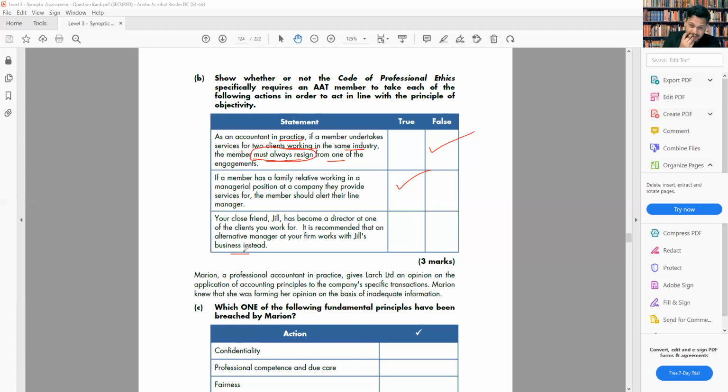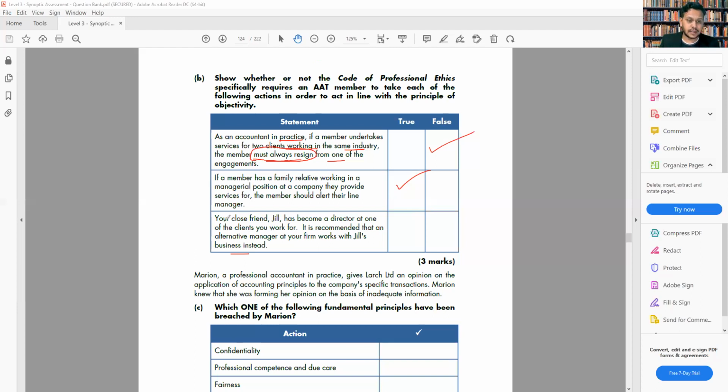So now this one looks like it's true, but actually it is not true, because he became a director of one of the clients I work for. Now it says it's recommended that an alternative manager at your firm work with Jill, because Jill is my close friend and maybe I'll tell him something confidential. But it is not necessary, because I only resign from the engagement if I cannot confirm or make sure of the safeguard. So it is okay.